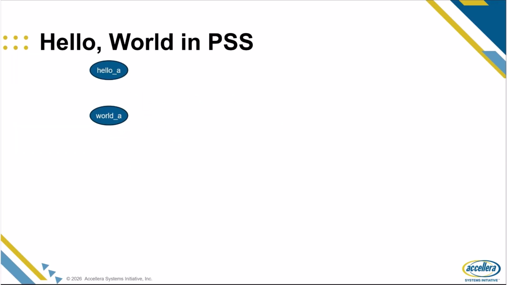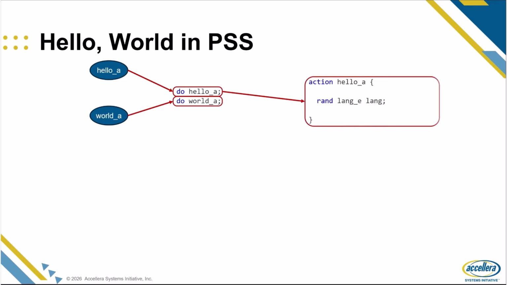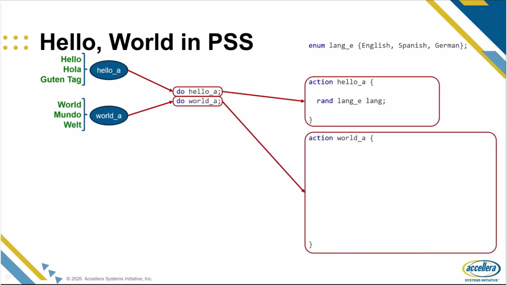In PSS, instead of thinking about it as a program, we want to think about it as a set of behaviors that we need to execute. So we're going to have a hello action, which is going to produce the hello part of the message. And we have a world action, which is going to produce the world part. The hello action is going to randomly pick a language from one of 3 that we're going to support in this case, English, Spanish, or German. So it's going to produce the hello in that language. And similarly, world is then going to produce the world in whatever language we have.